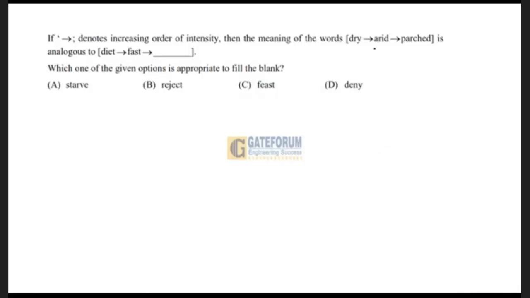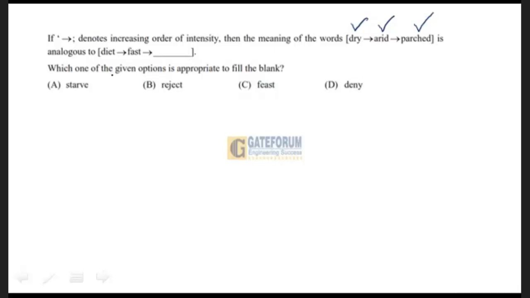I hope we understand that dry means dry. Arid is an extreme form of dry, arid land, very dry. And parched means desert land is parched. So I hope you understand the meaning.